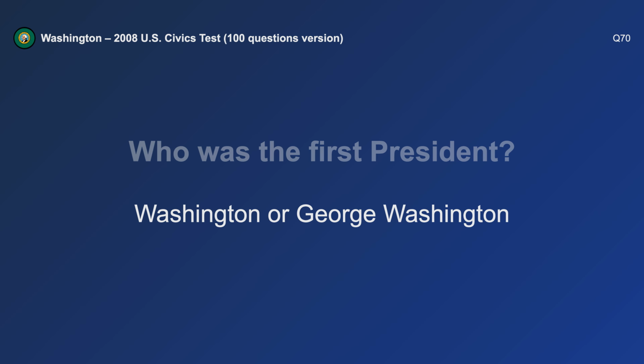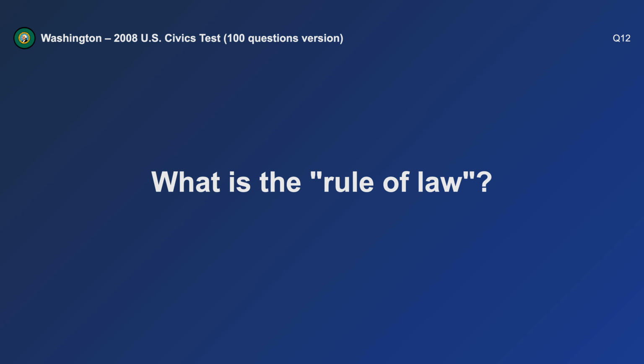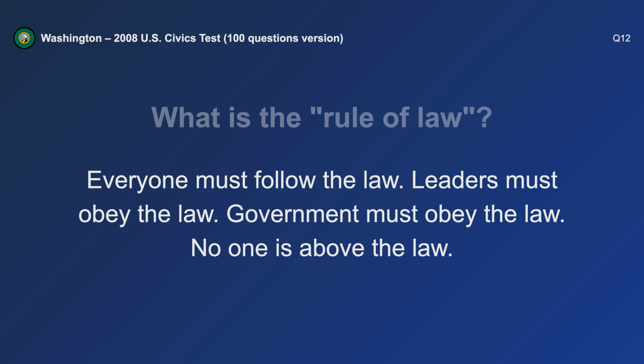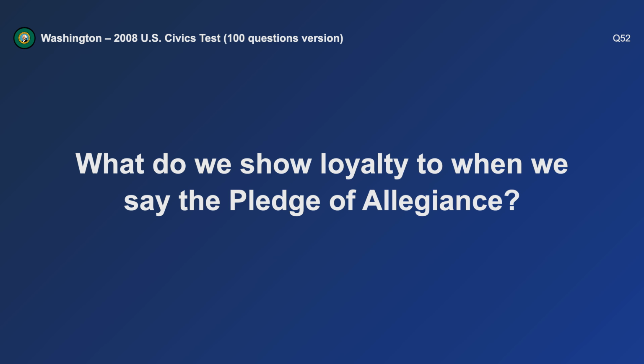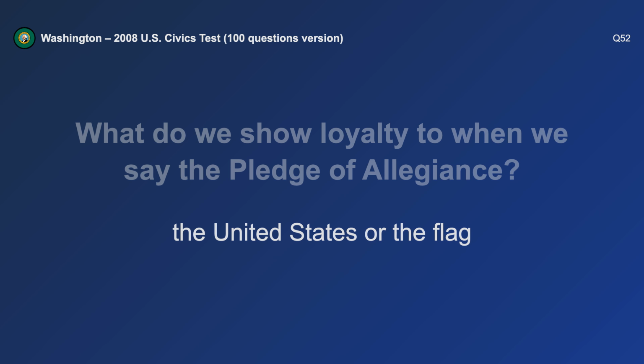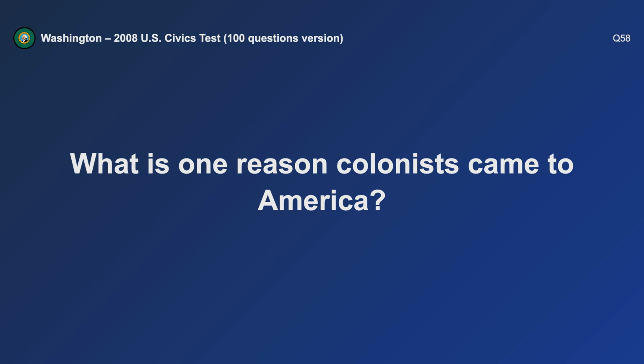Who was the first president? George Washington. What is the rule of law? Everyone must follow the law. What do we show loyalty to when we say the Pledge of Allegiance? The United States.